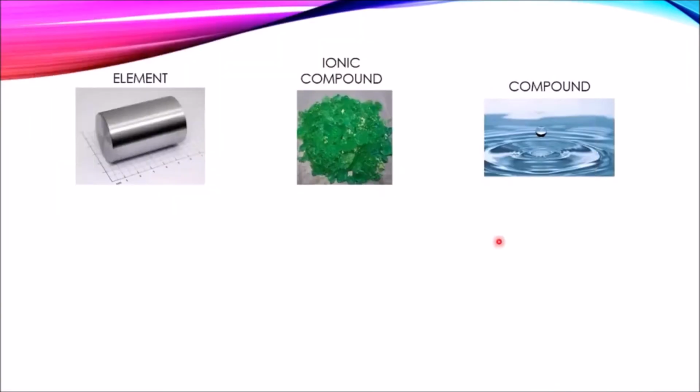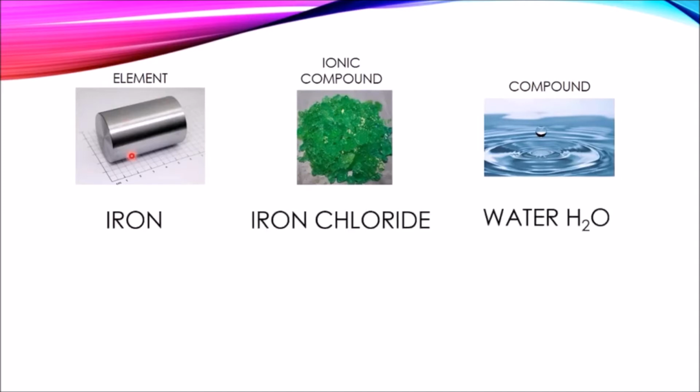When I give you an example, it will become clear. We have an element over here which is iron. We have an ionic compound, iron chloride, and we have a simple compound, water. Okay, we have three substances. Iron is an element, iron chloride is an ionic compound, and water is a simple compound. For iron the mass is 56 grams, because the atomic mass of the element iron is 56 grams. Iron chloride's gram formula mass is 123 grams, and water's gram molecular mass is 18 grams.